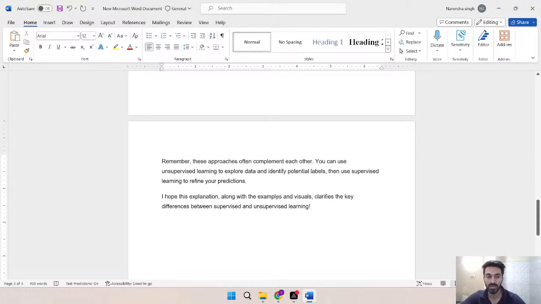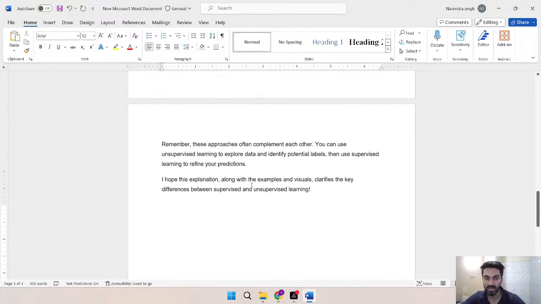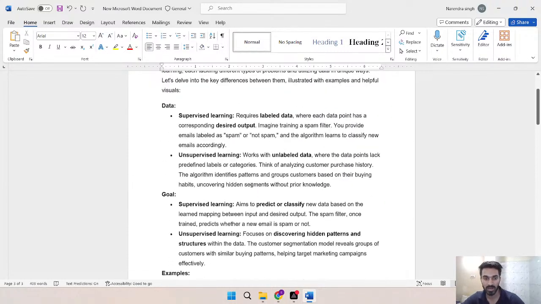Okay, so what we have to do: if you have an unsupervised problem, where your data is not labeled, firstly apply unsupervised learning to find the clusters. Now suppose some cluster is created, and another cluster is created. After finding the clusters, you can apply supervised learning on top of the unsupervised learning. That is the approach.